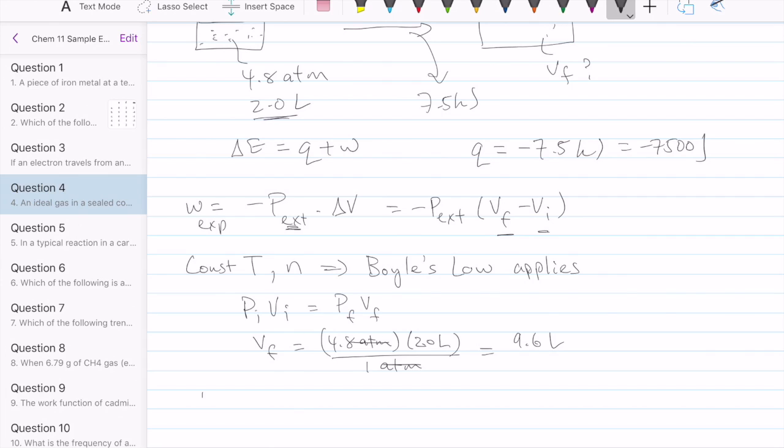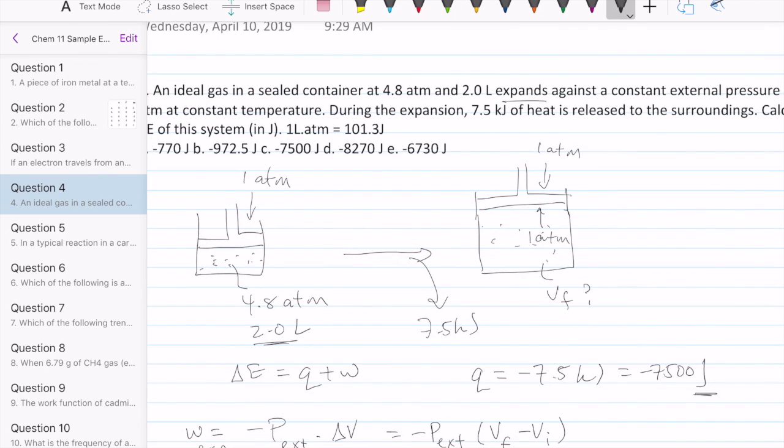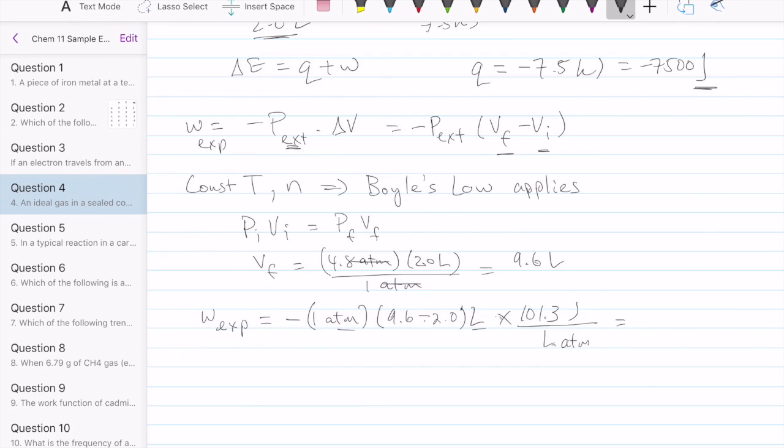Now that we have the final volume, that allows us to calculate the expansion work, which is negative P external, which remember is 1 atmosphere. That's how much pressure the gases are pushing up against. Then 9.6 liter minus the original volume of 2 liter. This is in units of liter atmosphere, which is not the same as the unit we have for heat, so we have to convert this, and the conversion factor is given in the question. It says 1 liter atmosphere is 101.3 joules, and that gives us negative 770 joules.